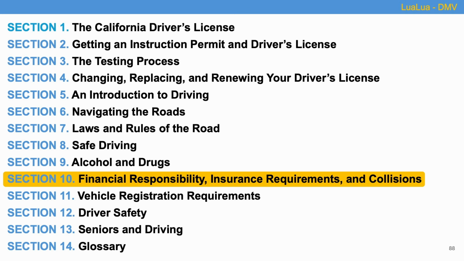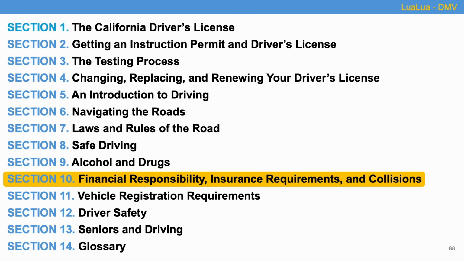Low-cost insurance. If you cannot afford liability insurance, you may be eligible for the California Low-Cost Automobile Insurance Program. For more information, visit mylowcostins.com or call 1-866-602-8861.